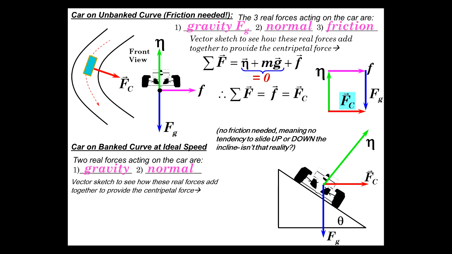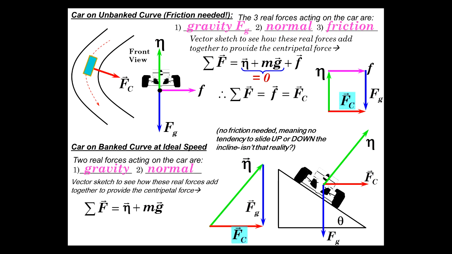So there's FC. Now, let's see how that plots. There's normal and weight. And when you add those together, you get FC. Indeed, the real forces add up to the centripetal force again. Normal plus mg equals FC. The car is banked. FC still points inward. So I hope you believe that. We'll do a couple more examples just to drive the point home a little bit more.